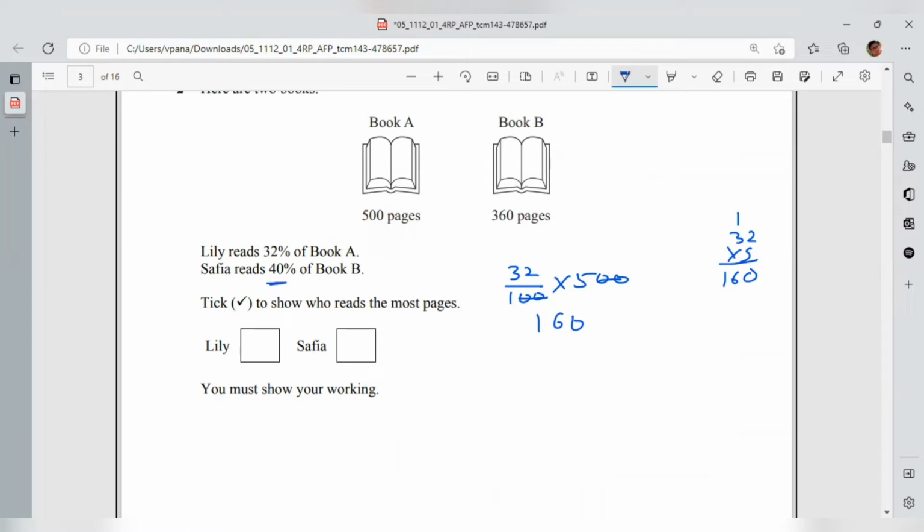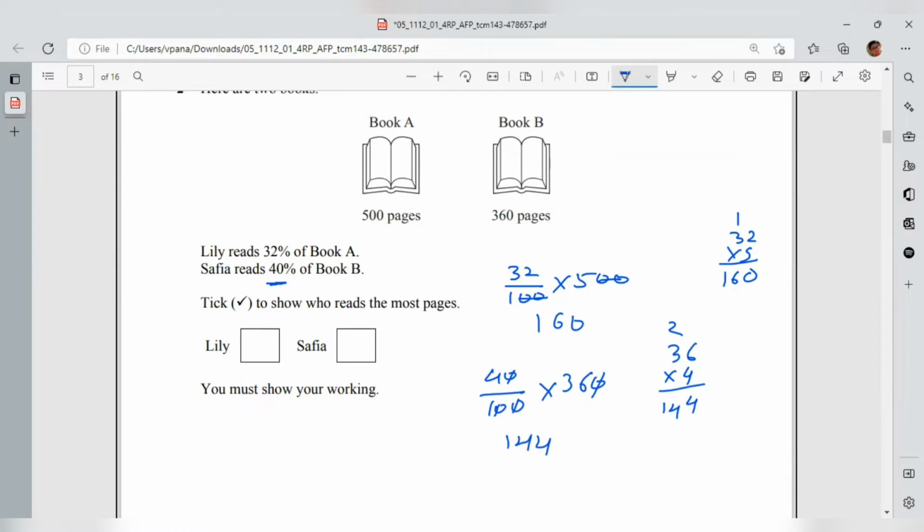Now we find 40% of book B. So 40% means 40 by 100 times 360. Let us simplify this. So it is 36 times 4. Show the working here. If you are able to do mental calculations, good enough. 4 6s are 24. 4 3s are 12 plus 2, 14. So she has read 144 pages.